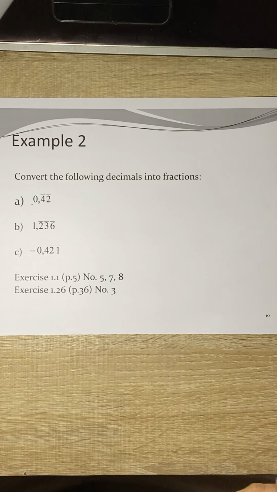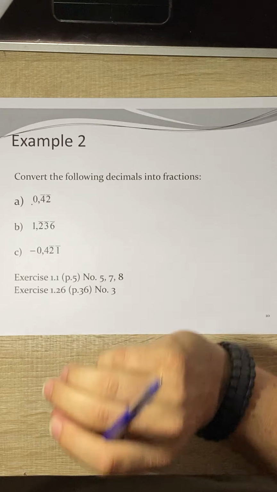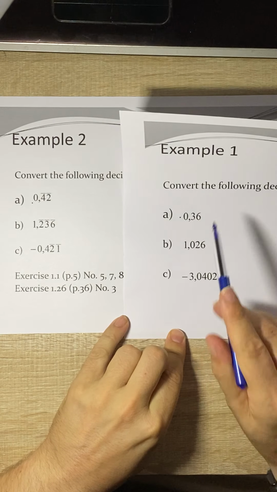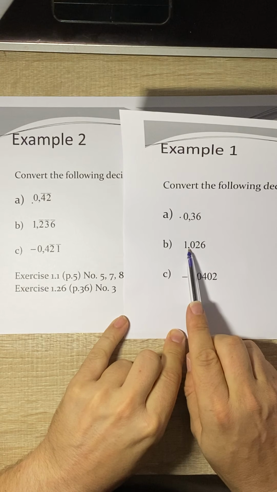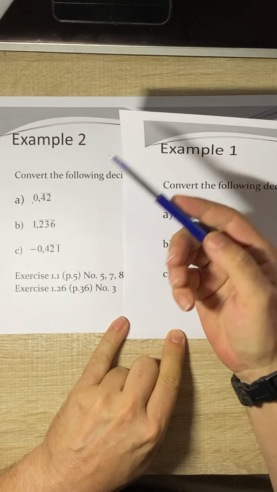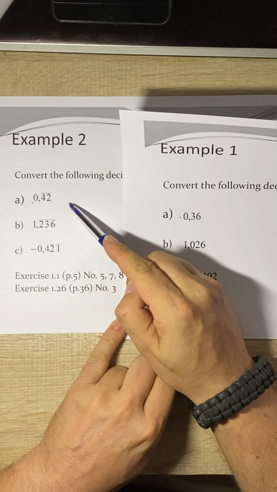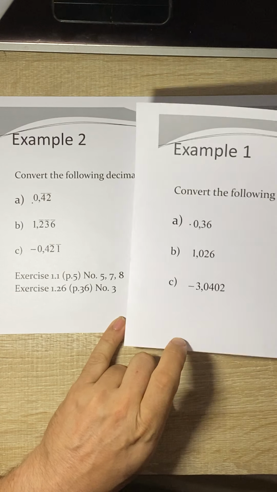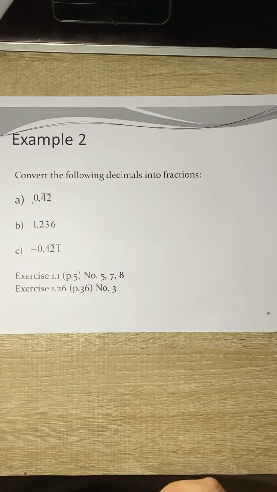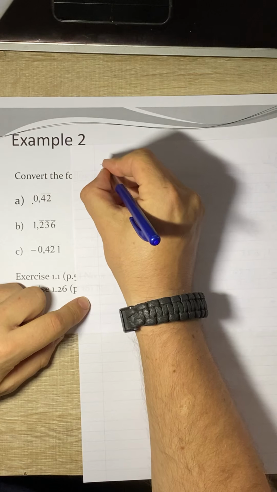Now, example 2. Convert the following decimals into fractions. Now, as you can see with these examples here, these were terminating. Okay, we only had 0.36. Here we had 1.026. Whereas these lines here, or dots, means that this number carries on. So this would be 0.42, 42, 42, 42. So it's not terminating. So what we need to do there is a different type of method. Okay. So example 2.